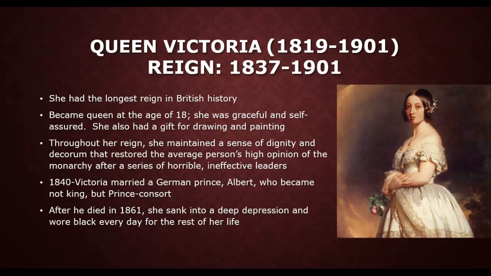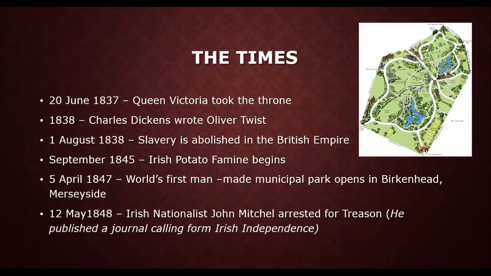In 1840, Victoria married a German prince, Albert, who became not king, but prince consort. After he died in 1861, she sank into a deep depression and wore black every day for the rest of her life. Now, honestly, Albert theoretically was a cousin. He was not a first cousin. He was a distant cousin, but he was related. So this is why you tend to have some people in royal families that go mad or have recessive genes, things like that.